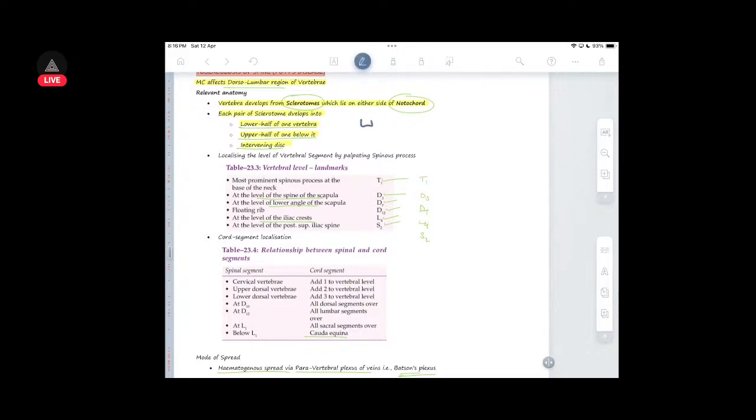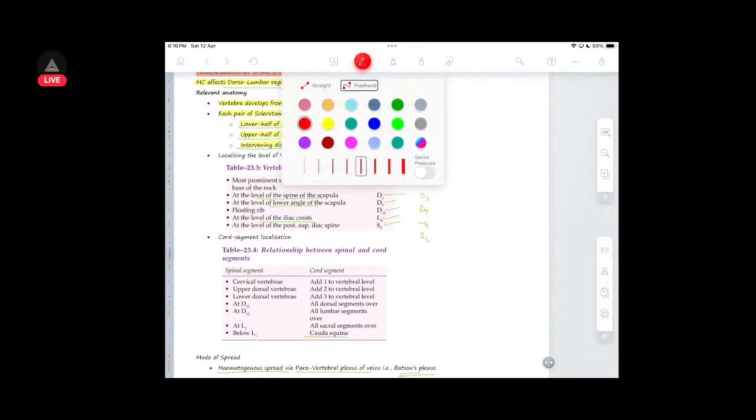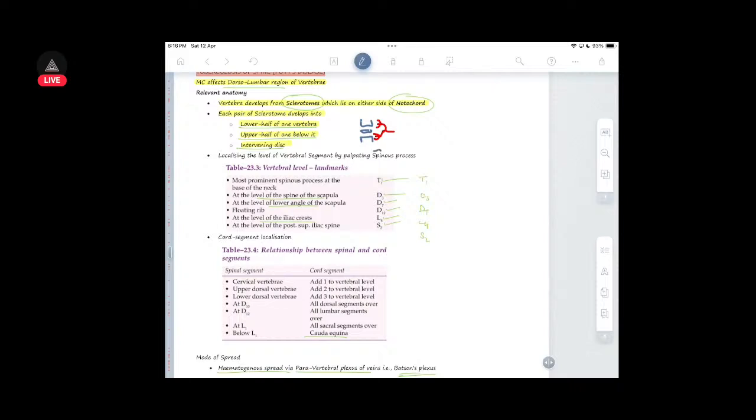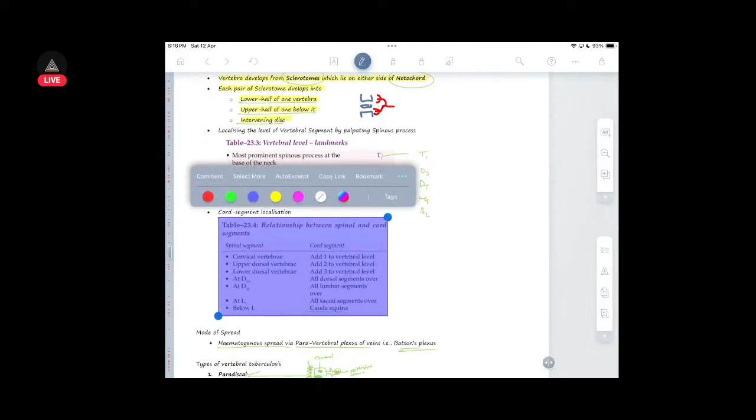So it's like this, and blood supply will be supplied by, blood supply will occur like this. Blood supply will occur like this. All these three will be one single source of blood supply.